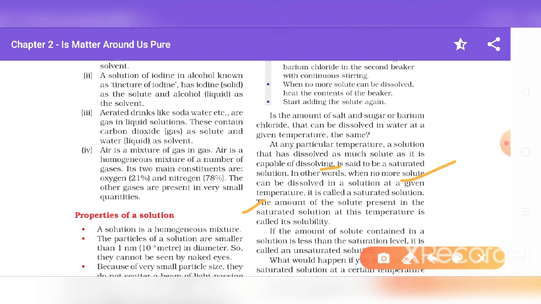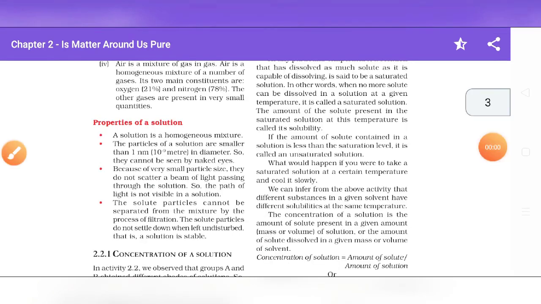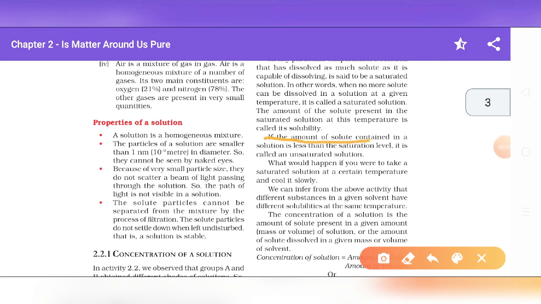So my dear student, here a new definition is given. The amount of solute present in the saturated solution at this temperature is called its solubility. What is the meaning of solubility? How much amount of solute is dissolved in the solution is known as its solubility. The term solubility decides how much solute is required for the solution to be saturated. If the amount of solute contained in the solution is less than the saturation level, it is called an unsaturated solution.